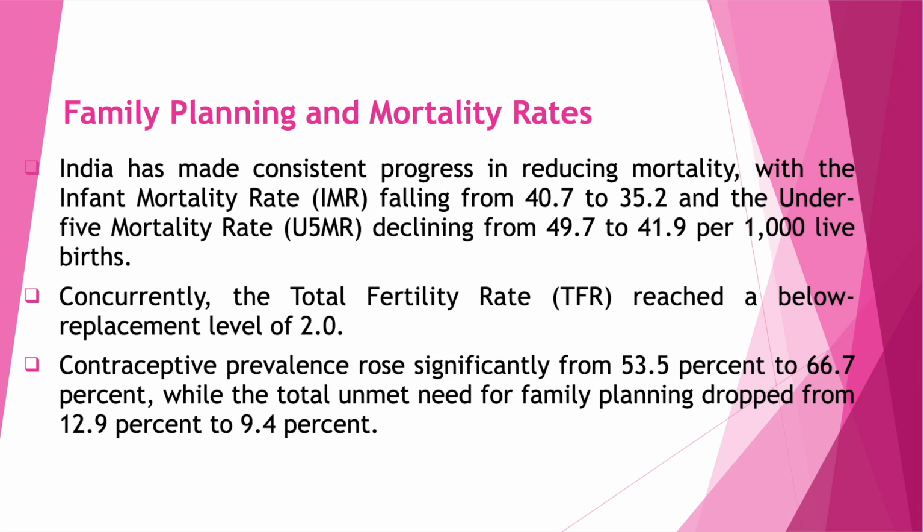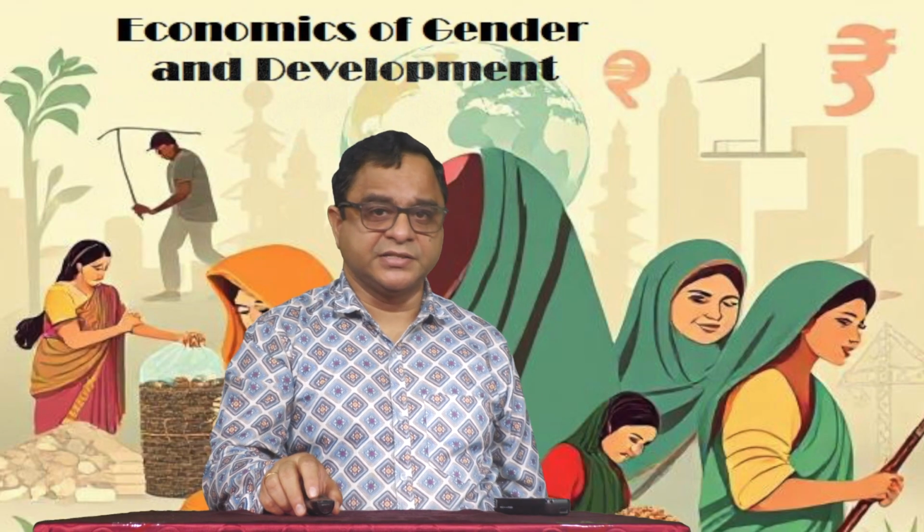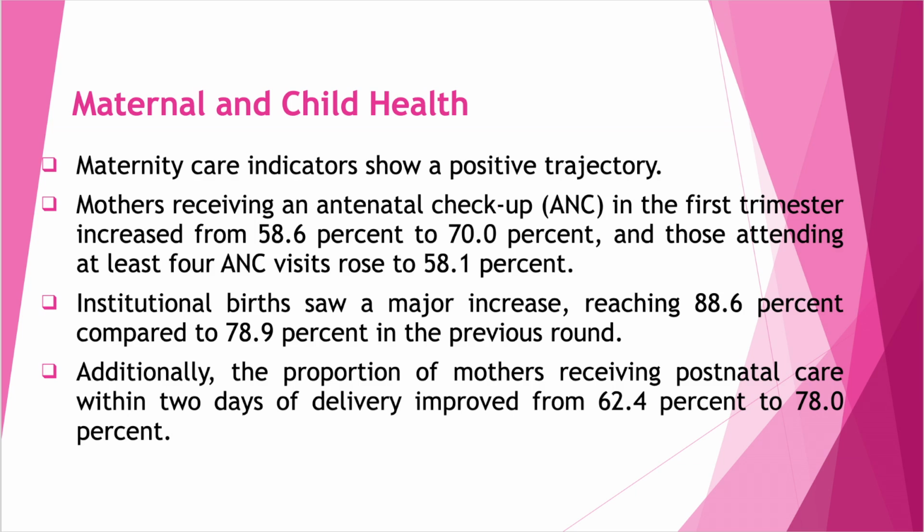Similarly, in maternal and child health, we have seen that indicators show a positive trajectory, and mothers receiving an antenatal checkup in the first trimester increased from 58.6% to 70%. And those attending at least 4 ANC visits also increased to 58.1%. Institutional birth saw a major increase, reaching 88.6% compared to 78.9% in the previous round. Additionally, the proportion of mothers receiving postnatal care within 2 days of delivery improved from 62.4% to 78%.